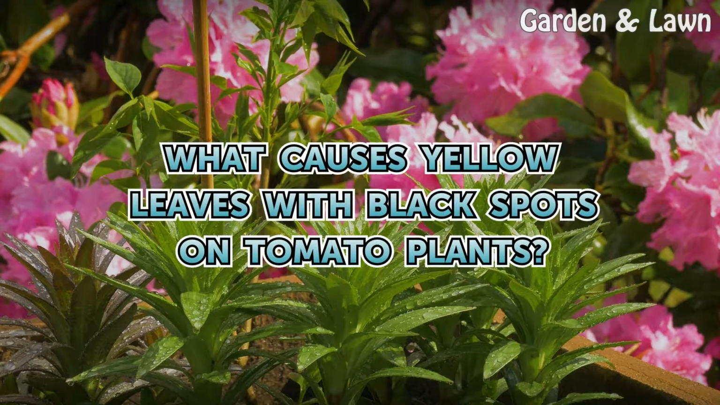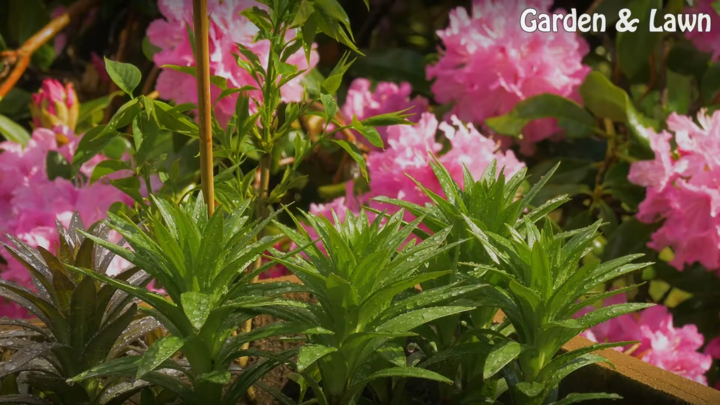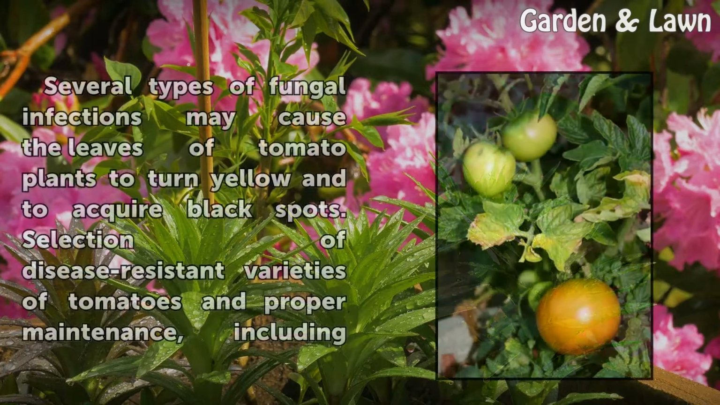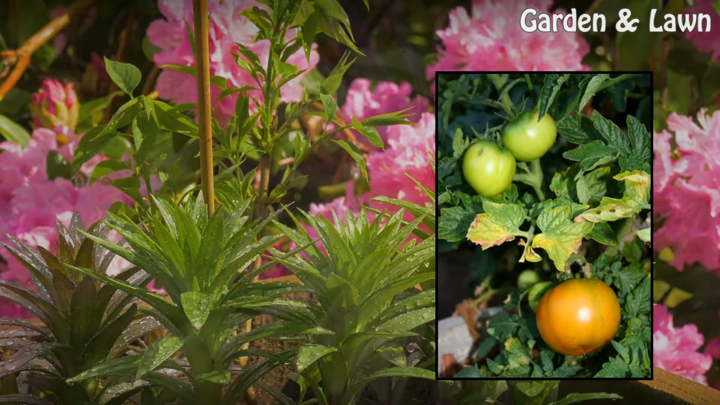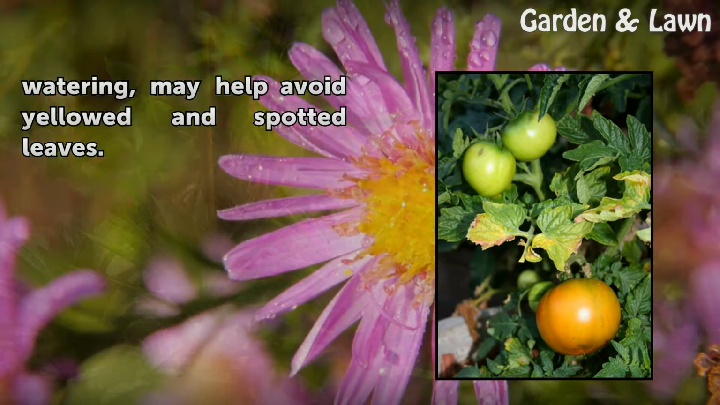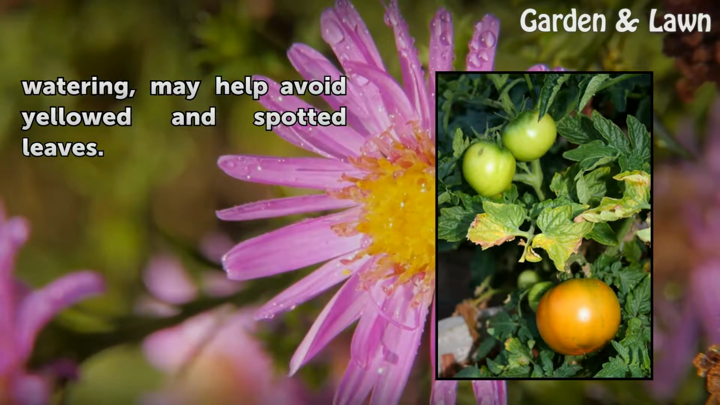What causes yellow leaves with black spots on tomato plants? Several types of fungal infections may cause the leaves of tomato plants to turn yellow and to acquire black spots. Selection of disease-resistant varieties of tomatoes and proper maintenance, including watering, may help avoid yellowed and spotted leaves.